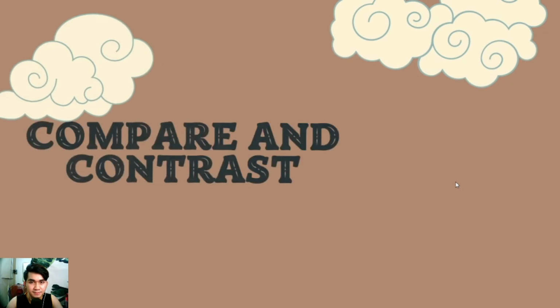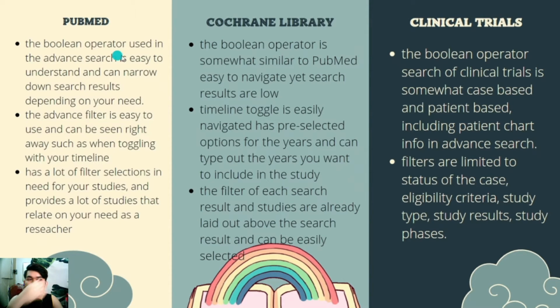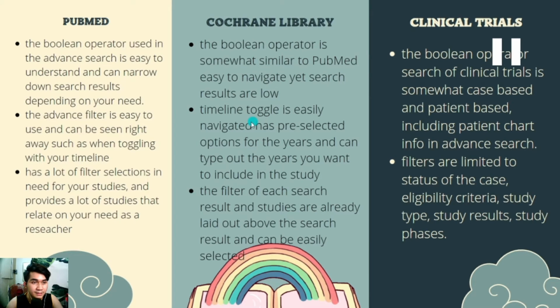Feel free to pause. These are the contrasts of the different platforms or search engines. For the Boolean operator of PubMed, it is used in advanced search, which is easy to understand and can narrow down the search results depending on our needs as a researcher. The advanced filter is easy to use and can be seen right away, such as when you're toggling the timeline, and it has a lot of filter selections and provides a lot of studies that can relate to your needs as a researcher.